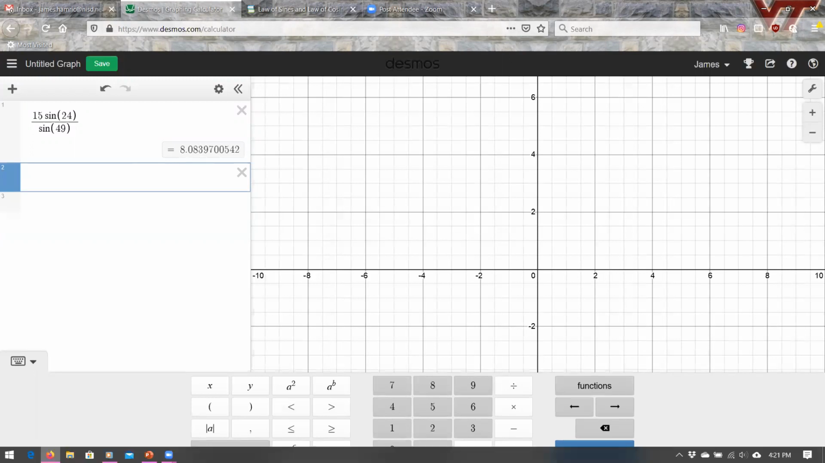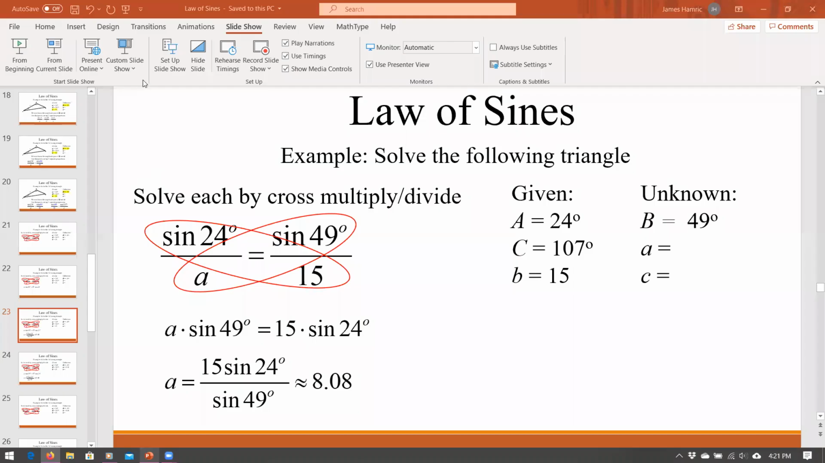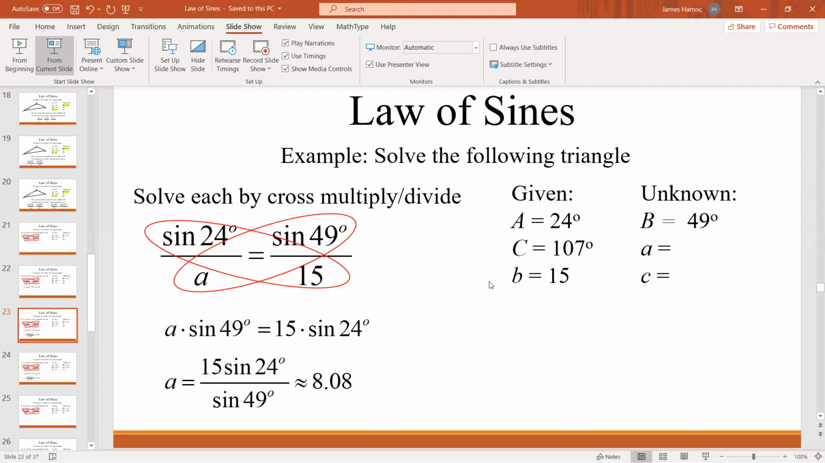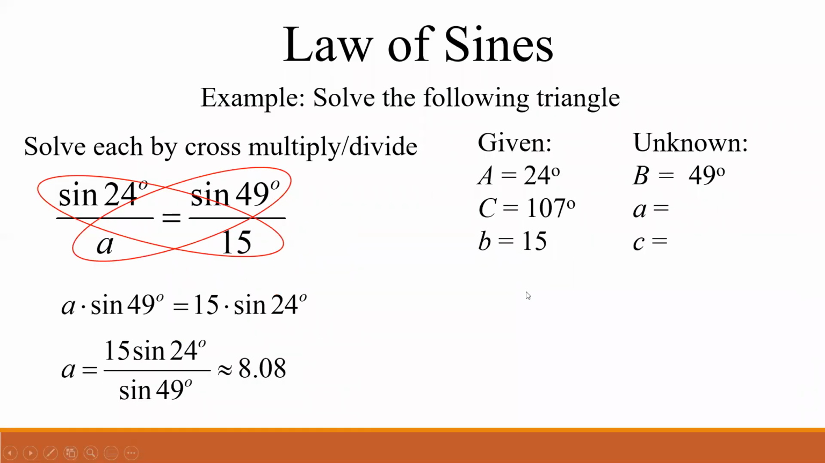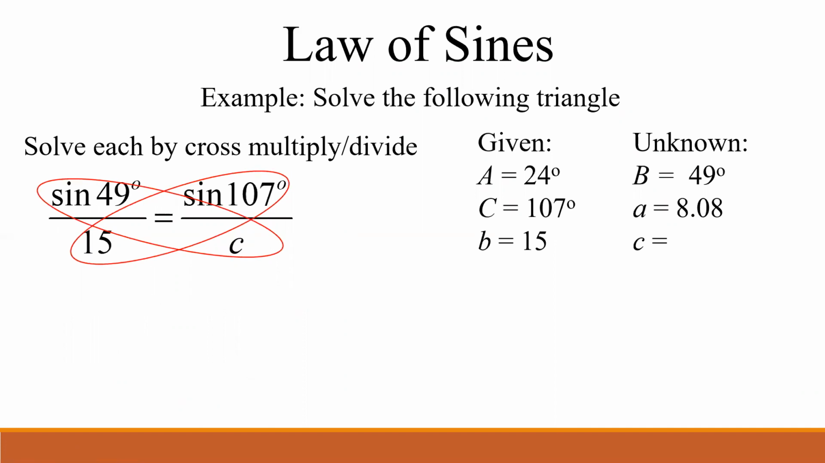So that's where I got that side equal to 8.08. Okay, so I'm going to pop that up here in my unknowns, and now I know it. And now I'm going to do the same exact thing for the other proportion that I had set up to find side C. So there's my side C proportion.